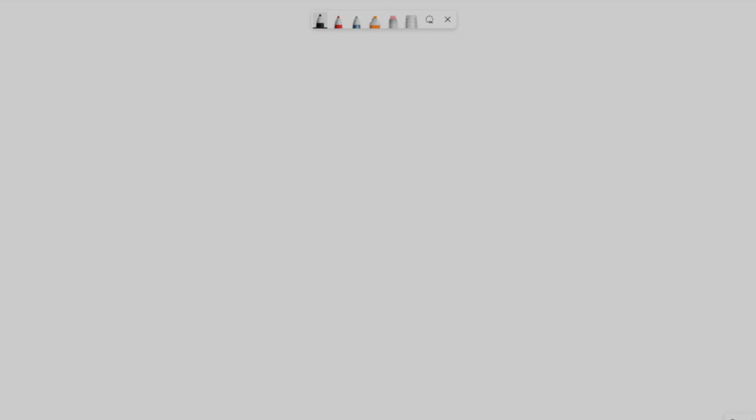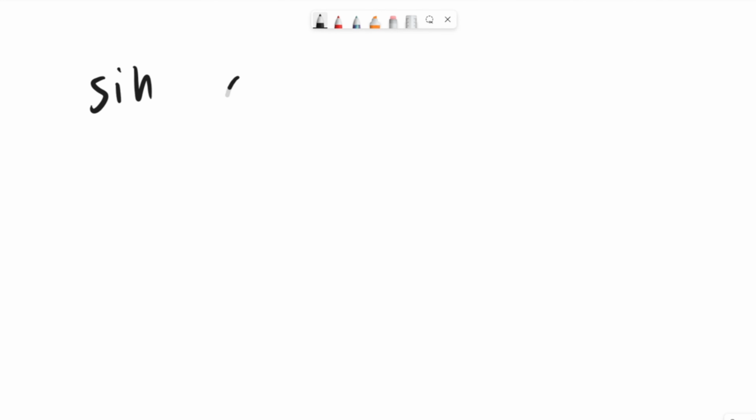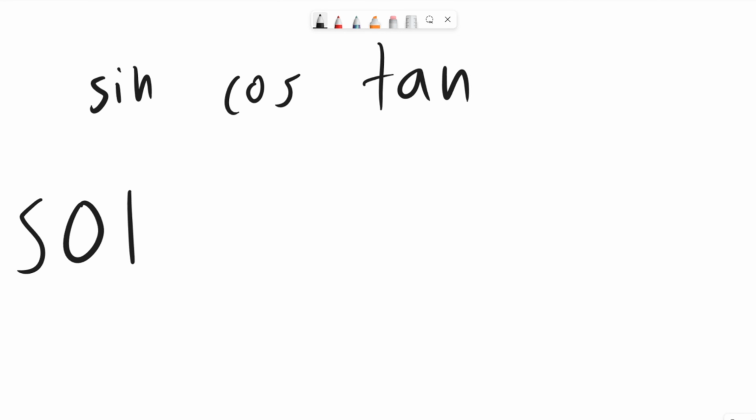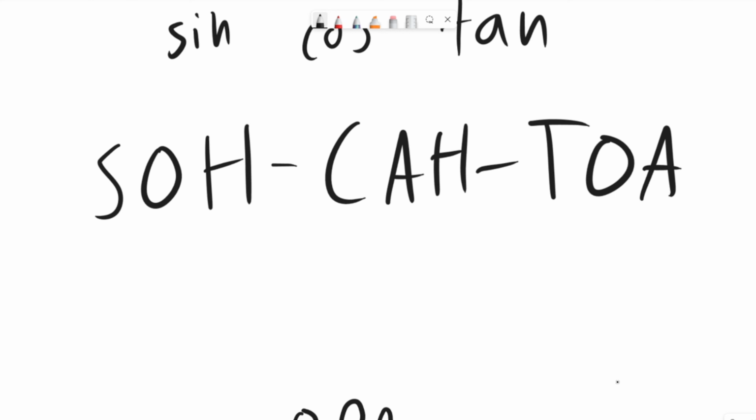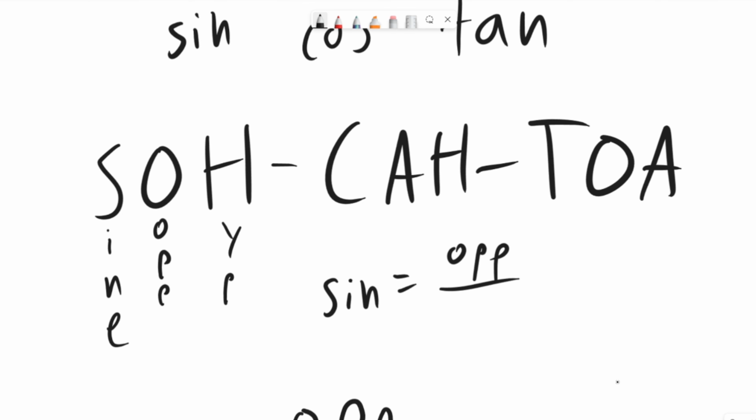Now when it comes to remembering how sine, cosine, and tangent are defined, the most popular way is an acronym, SOH-CAH-TOA, which is pretty easily remembered. And what it means is sine is opposite over hypotenuse. That's what SO is, as sine is the opposite of your angle divided by the hypotenuse of your triangle.